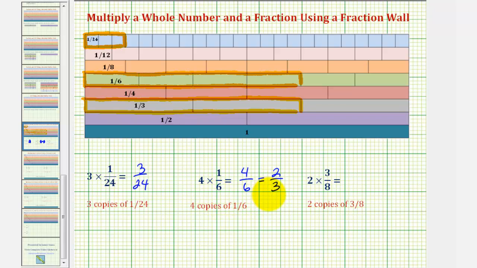Typically, we would want to express a product using the longest rods possible. 2/3 is called the simplified form of 4/6. Notice the fraction 4/6 has a common factor of 2 between the numerator and denominator.